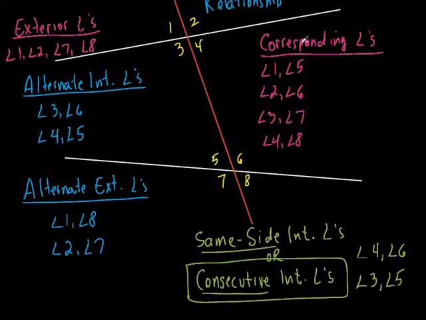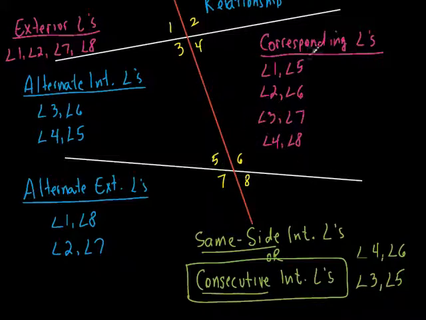So know these words. There's two words that start with C. So make sure you keep those straight. A big problem, even in the honors class, is people mixing up which ones are corresponding and which ones are consecutive. So make sure you understand that. Corresponding are the ones that match up with each other. So 1 and 5 are basically in the same spot, aren't they? 2 and 6, 3 and 7, 4 and 8, they're all in the same place.